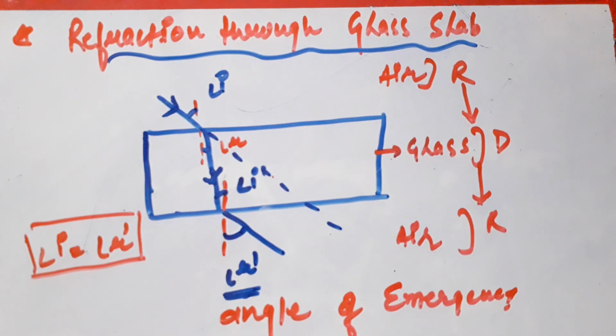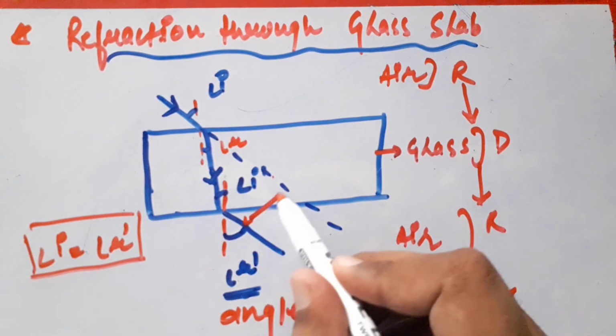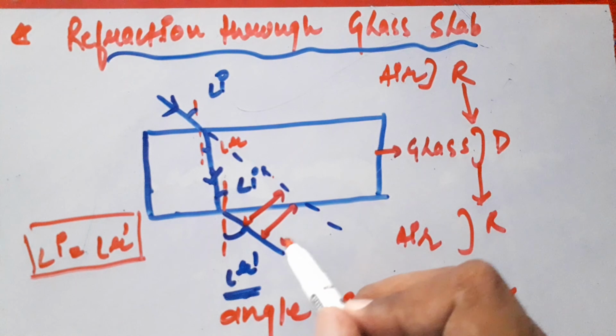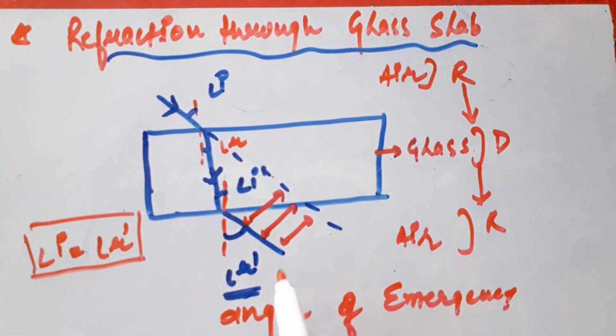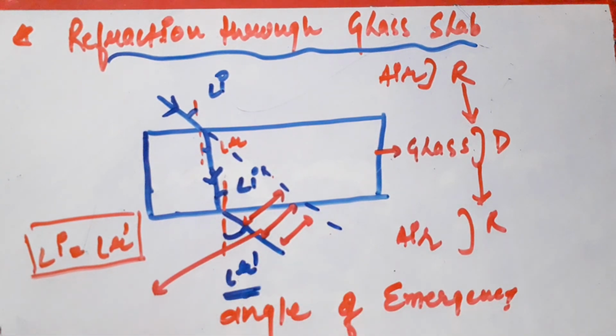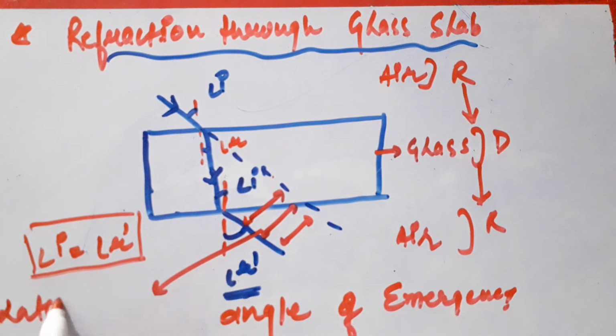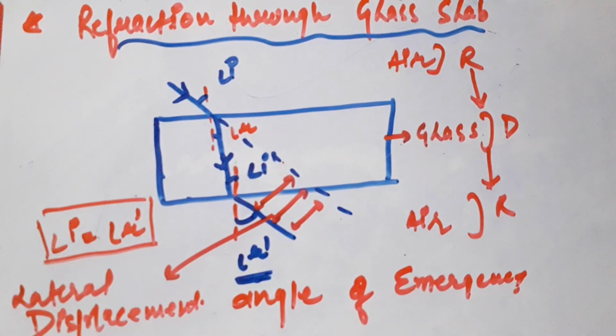Now the gap between these two rays is called lateral displacement. What do we call it? Lateral displacement. So hence this is completed now. It is a very important diagram, so we have to understand it.